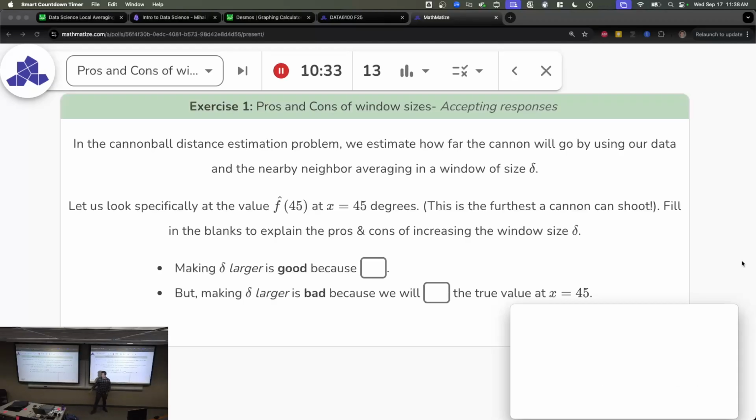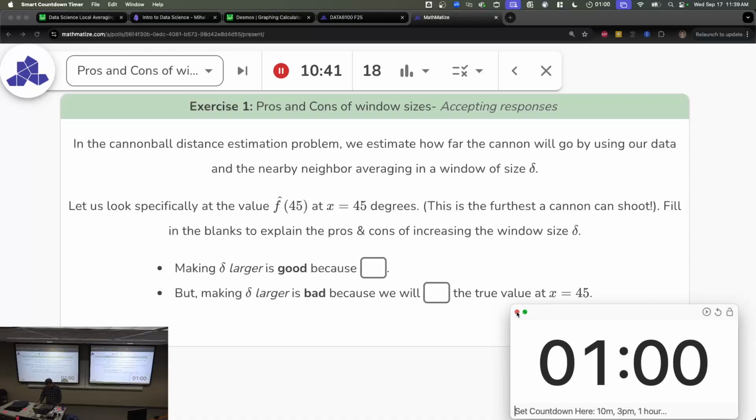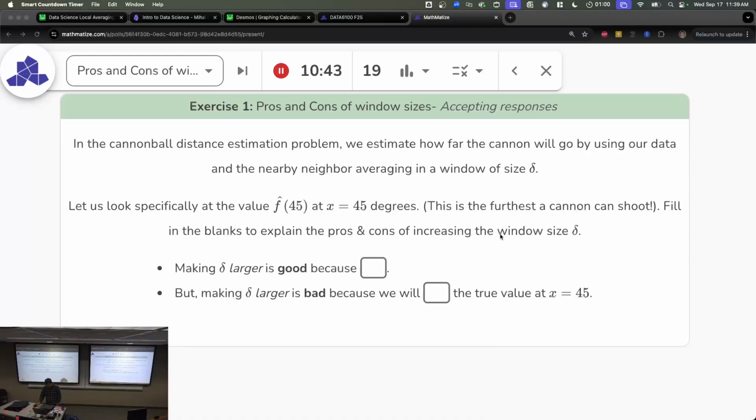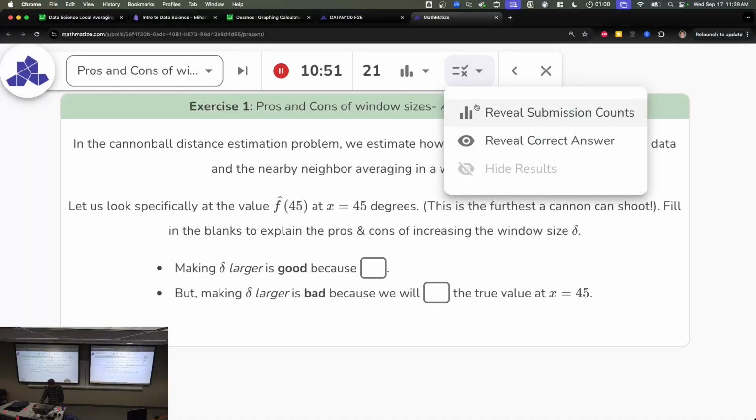Okay, a couple of seconds left here. Put in your guesses. I think some people are still going in. Put in your best guess. We're going to discuss the answers. Okay, 19. Okay, that's approximately the number of people in the room. Okay, let's see what you said.